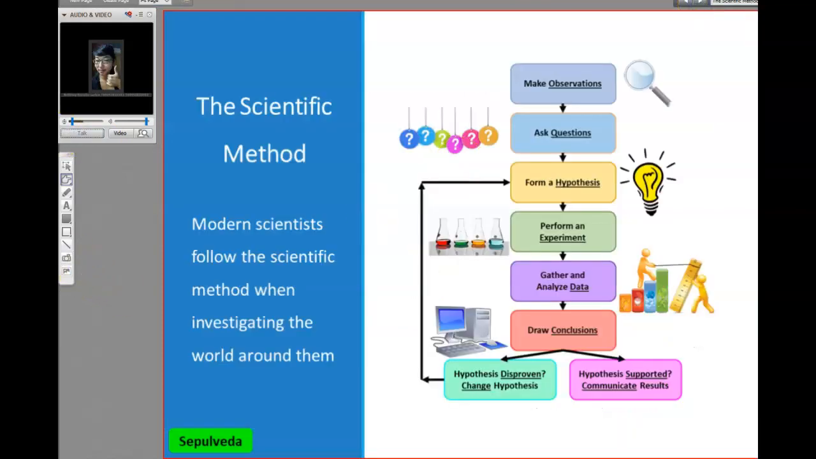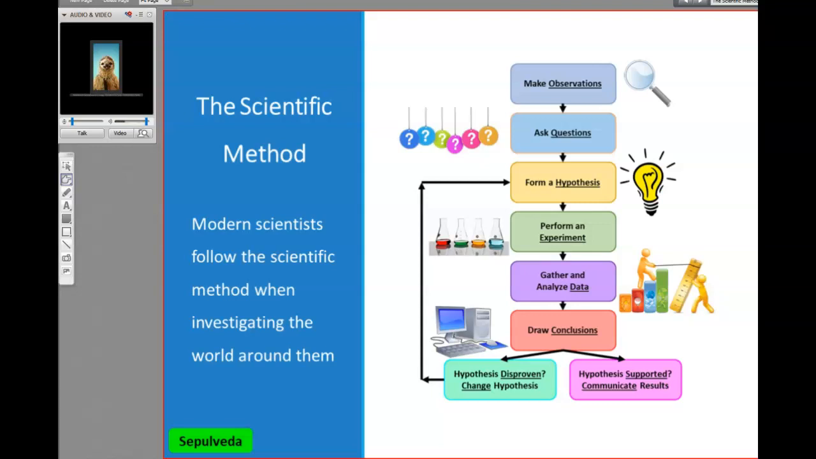All right, here we go. All right, so like I said earlier in class today, we're going to talk about the scientific method. And we actually do this on a daily basis, and we're just not really realizing that we're doing the scientific method. But most scientists follow this method when investigating the world around them, when we do experiments, when we do observations.